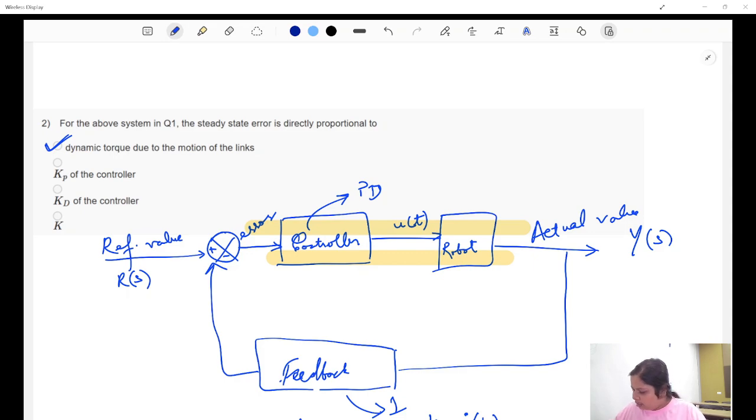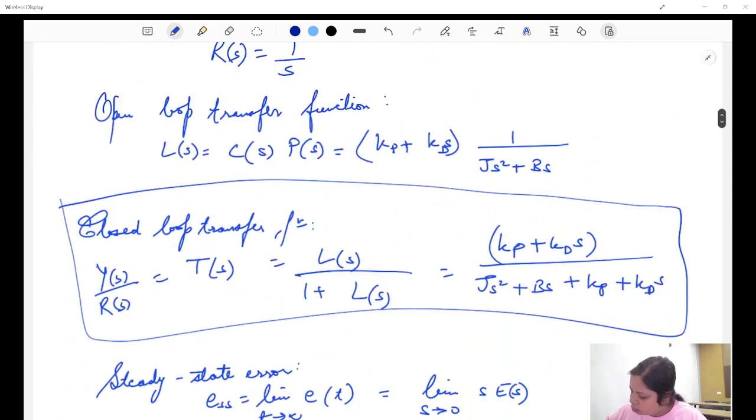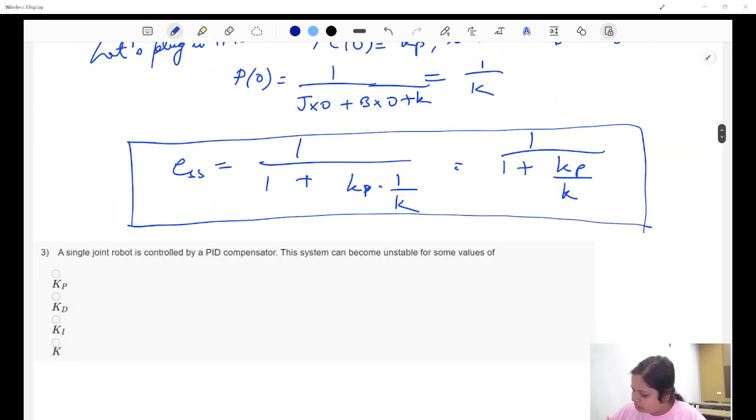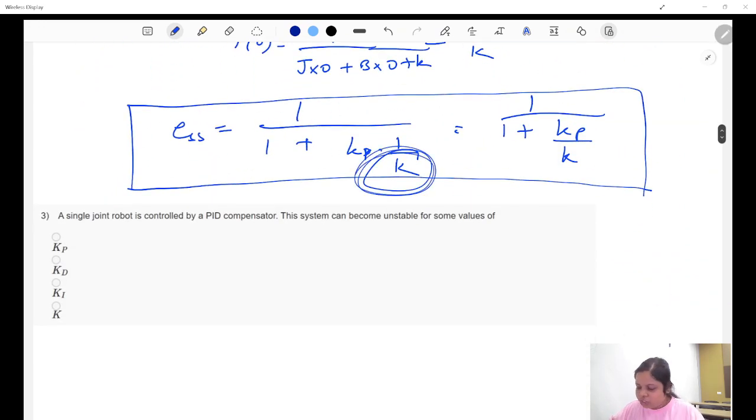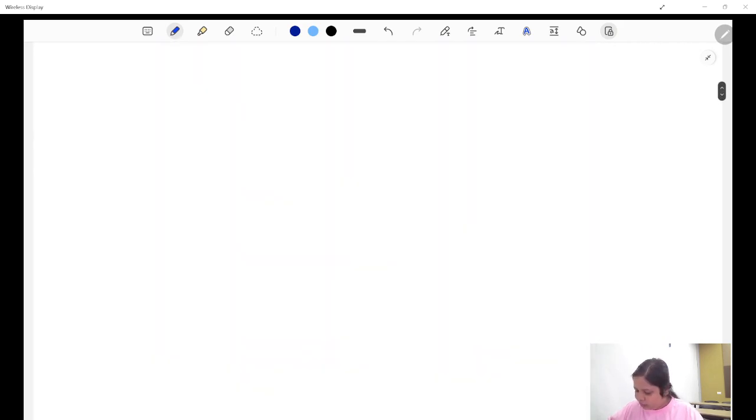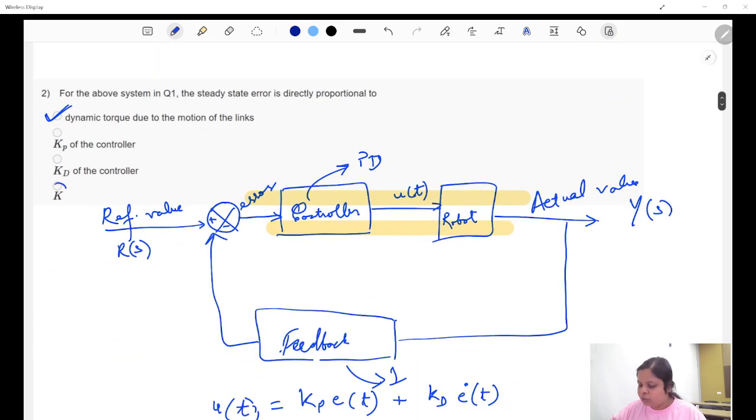And we cannot completely depend on this K. As we had found out this K, we are not sure if this K is being referred to here. We cannot be sure about it. So this is not in the option definitely. This is also incorrect and this we cannot say. And since one of them is correct, it should be this. So in your question, it should be directly proportional to dynamic torque due to motion of the links and inversely proportional to Kp of the controller.